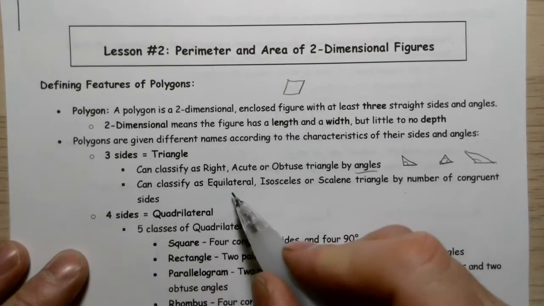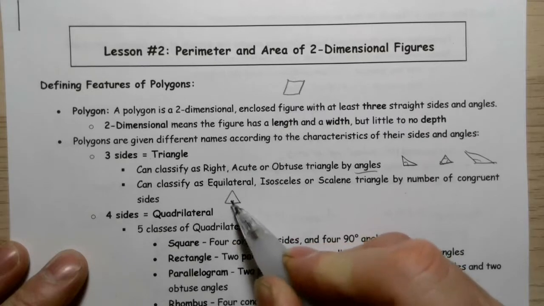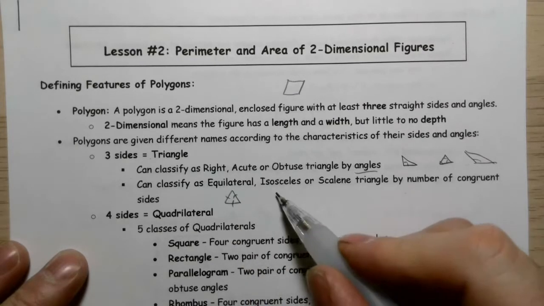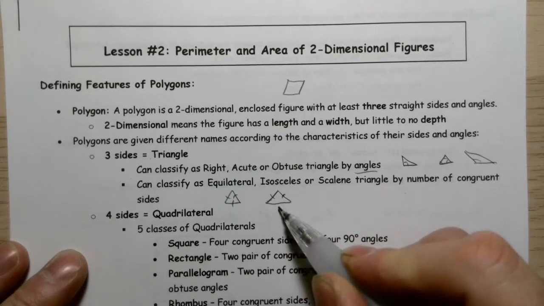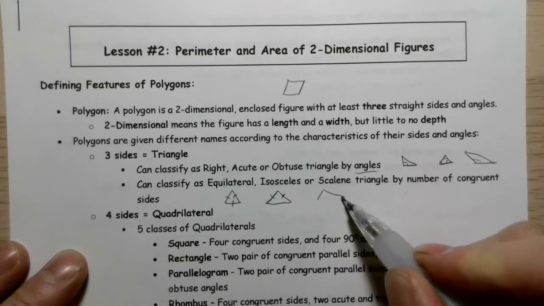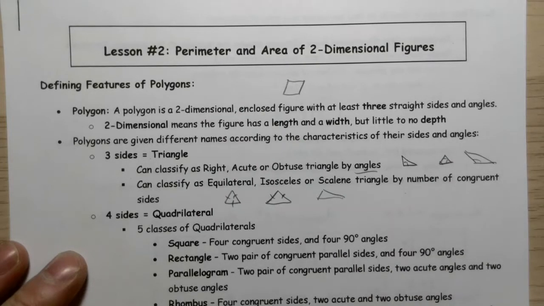Or you can classify it as equilateral, in which case all the sides are the same. Isosceles, in which two of the sides are the same, but the third one is different. And then in a scalene triangle, all the sides are different. And those are your three ways of classifying it by sides.